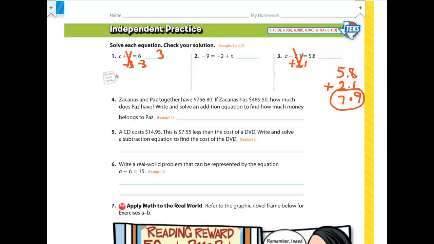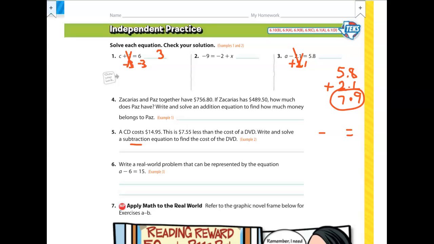Number 5, a CD costs $14.95. This is $7.55 less than the cost of a DVD. Write a subtraction equation to find the total cost of the DVD. So I'm going to go ahead and write my subtraction setup here.